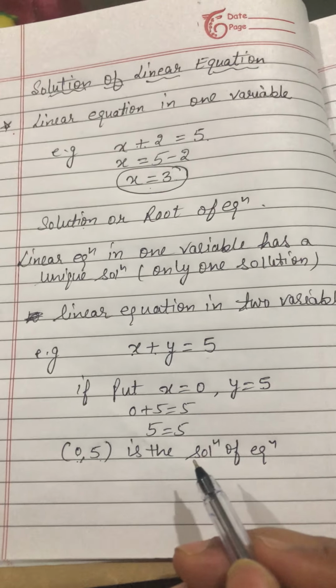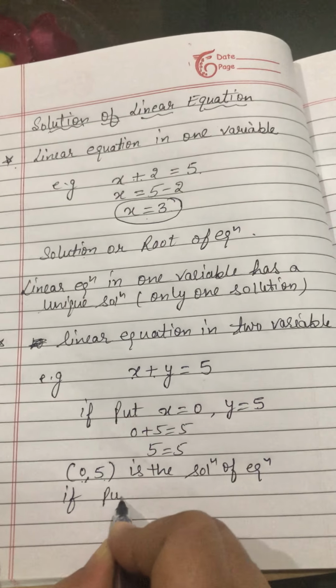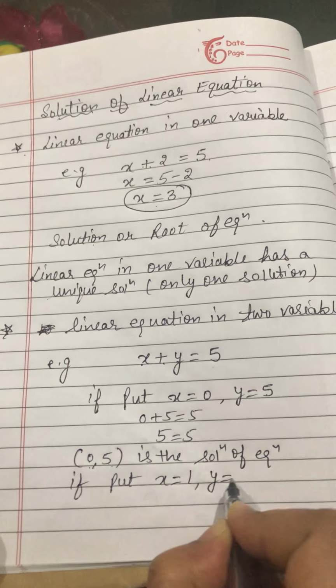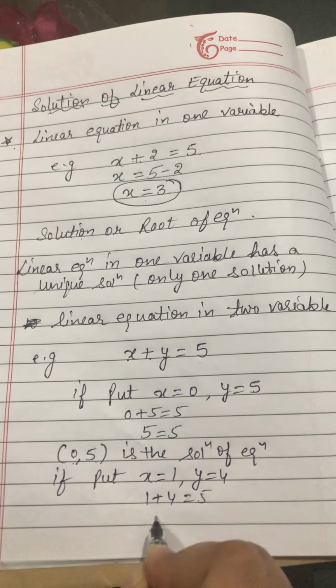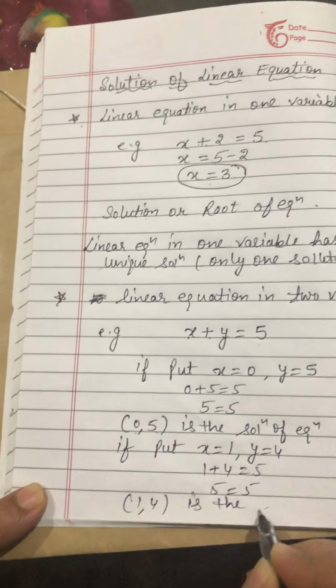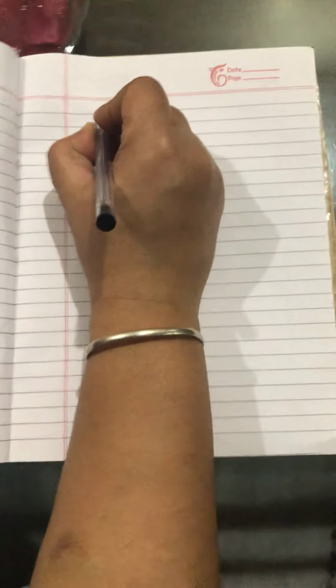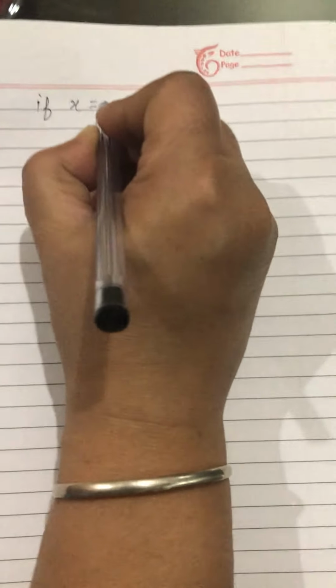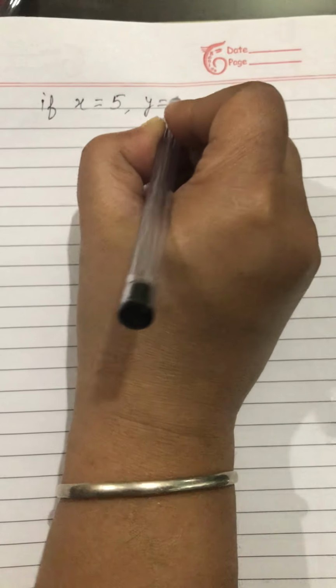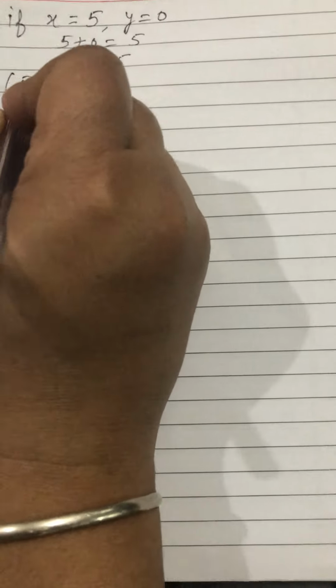Now can we find some other solutions of this equation? Let us see. If I put x equal to 1 and y equal to 4, 1 plus 4 equal to 5, so 5 is equal to 5. Again 1 comma 4 is another solution of the equation. Now again, if I put x equal to 5 and y equal to 0, I will get 5 plus 0 equal to 5, so 5 equal to 5. So 5 comma 0 is the third solution.